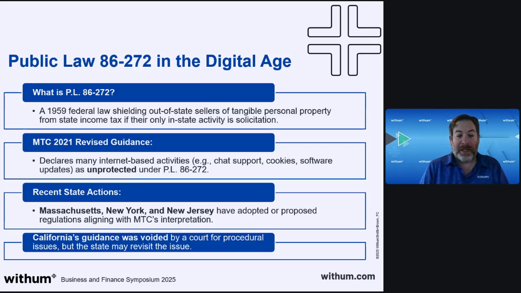Basically, the court held that California did not follow their Administrative Procedures Act, and therefore they couldn't do that. But it would be a simple matter for California to just go through the motions and follow the Administrative Procedures Act and then adopt the MTC's version of Public Law 86272. So it remains to be seen what's going to happen in California. But I anticipate we'll see some movement on that in the coming months. So moving to the next slide.